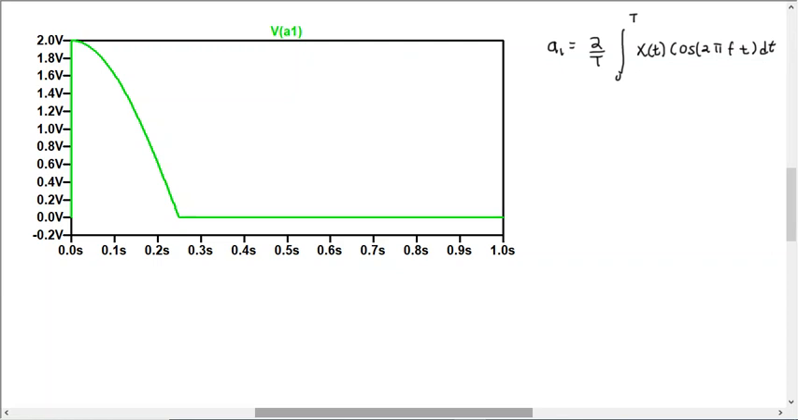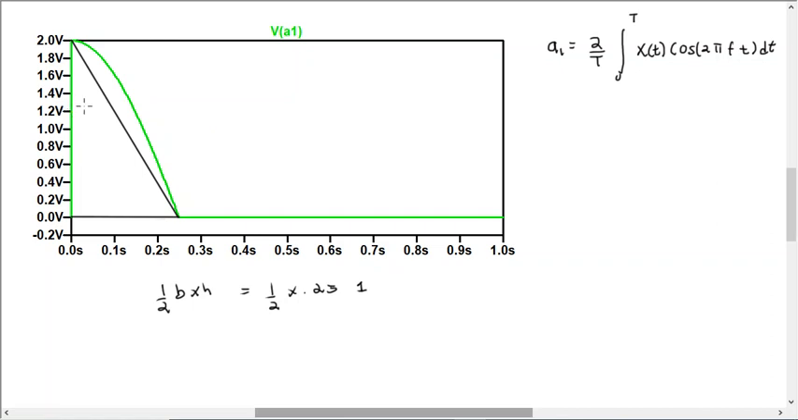Now again, this is the original function. We're multiplying by the first harmonic, and we're going to find the average, except we're multiplying it by 2. Now, you could do this several ways. You could find the area of a triangle, which would be 1/2 base times the height, which would be 1/2 times 0.25 times 1.